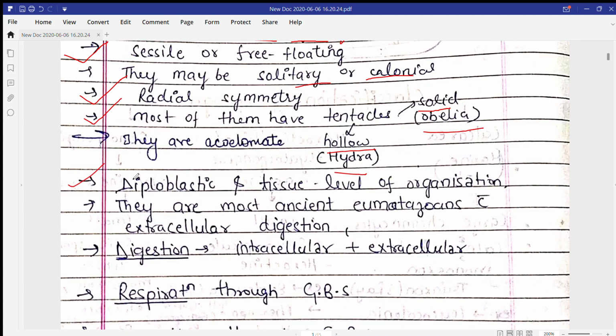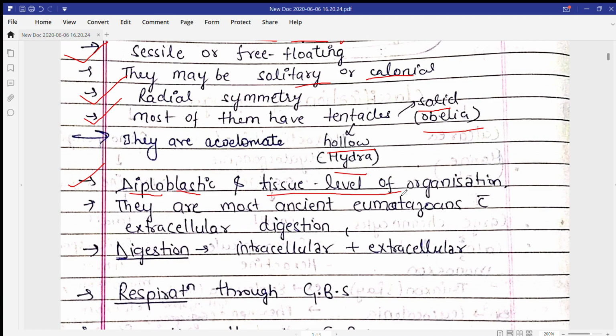They are diploblastic in nature. Diplo means two, blastic means layers. So they have ectoderm and endoderm, and the endoderm we also call gastrodermis. Now they show a tissue level of organization. I told you that poriferans show a cellular level of organization, because cells perform functions but are not organized into tissues.